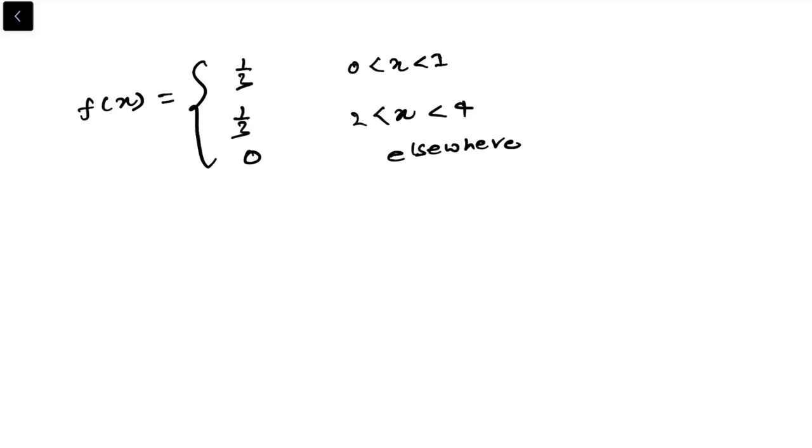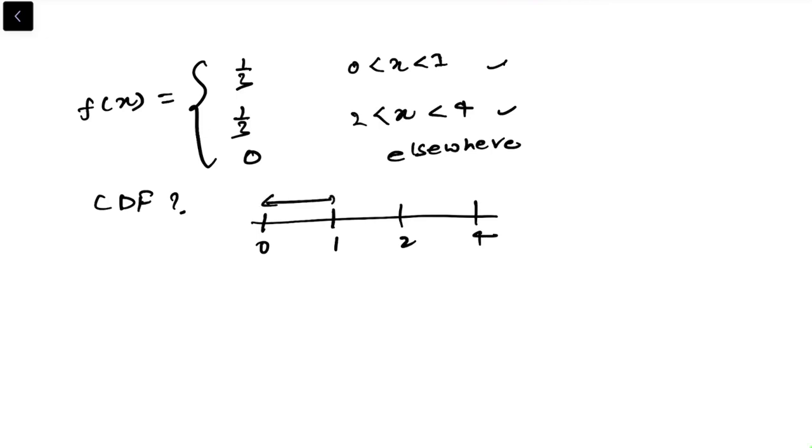And this time you are asked to calculate the CDF, that is cumulative distribution function of the random variable x. Okay, so now to visualize these PDFs, let me draw the number line. So suppose this is 0, 1, 2 and 4. So from 0 to 1, the PDF is 1 over 3. From 2 to 4, PDF is 1 over 3. And from 1 to 2, PDF is 0. And above 4, the PDF is again 0, right?